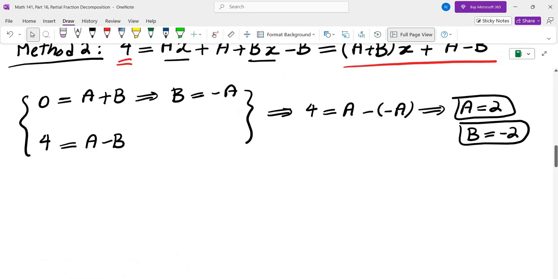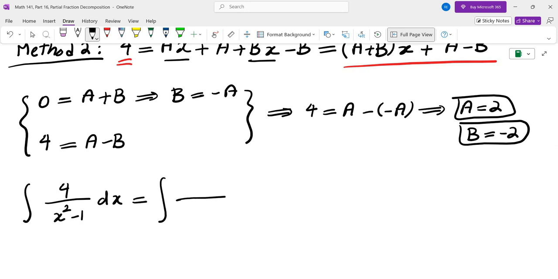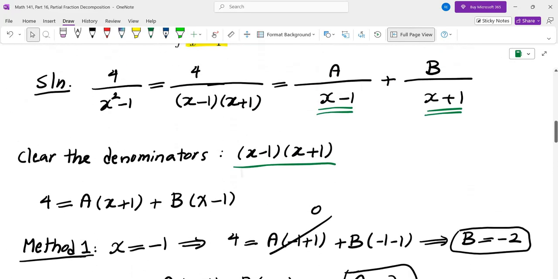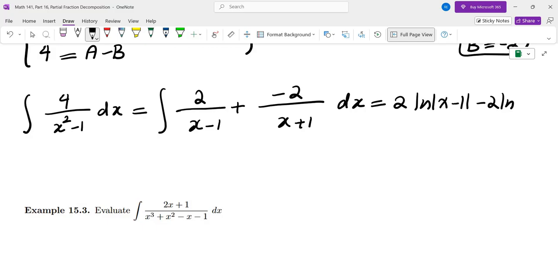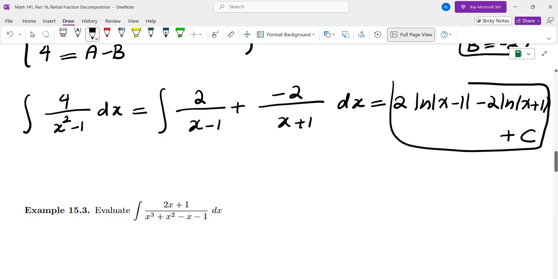So now we are going to substitute into our expression. So the integrand was this. So this is equal to a, which is 2. And then we have b, which is negative 2. So, well, let's see what the denominators were. The first one is x minus 1. The second one is x plus 1 dx. Now the first one is 2, and then again using a similar technique is natural log of x minus 1, and the other one is natural log of x plus 1, and of course plus c. So that is the answer to the integral that they gave us.